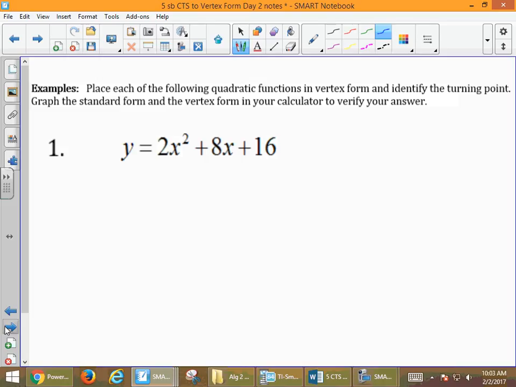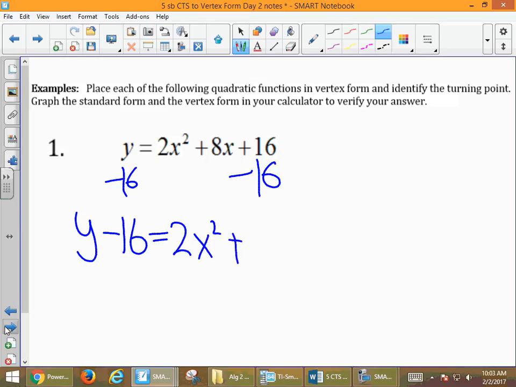Jordan? C to the other side. So we want to get all our x's on one side and all our y and our constants on the other. So we're going to subtract c from both sides to get it to the other side. So we have y minus 16 equals 2x squared plus 8x.